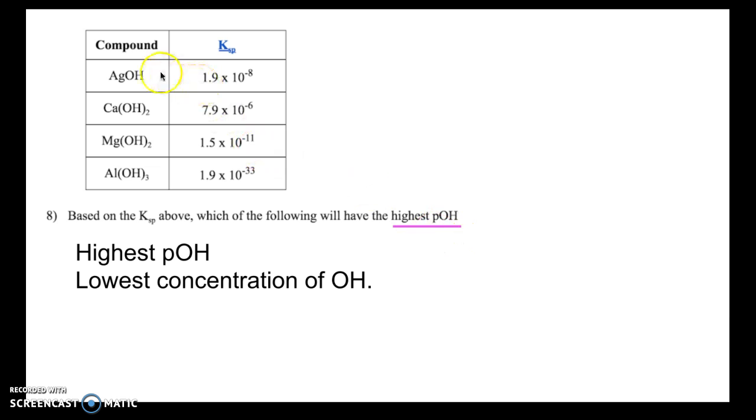Okay, so in order to find the lowest concentration of OH, I need to look at their KSP values. Something to know about KSP: the higher the KSP, the more ions you'll have. In this case, the ions, for example, would be silver and hydroxide. So the more hydroxide you would have, the more it ionizes. So I'm looking for the one with the lowest KSP.